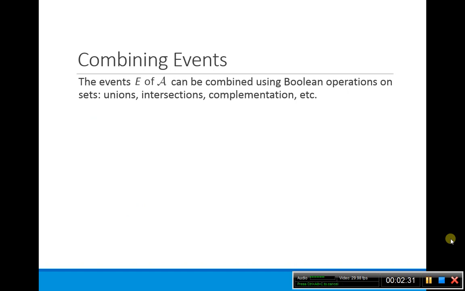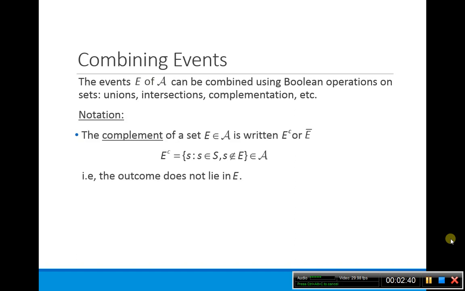We can combine events, any event E that lies in the set script A, by unions, intersections, and complementation, just like you have learned in the past. The complement of a set E is everything that is in our sample space but does not lie in E. Again, this is an element of script A.